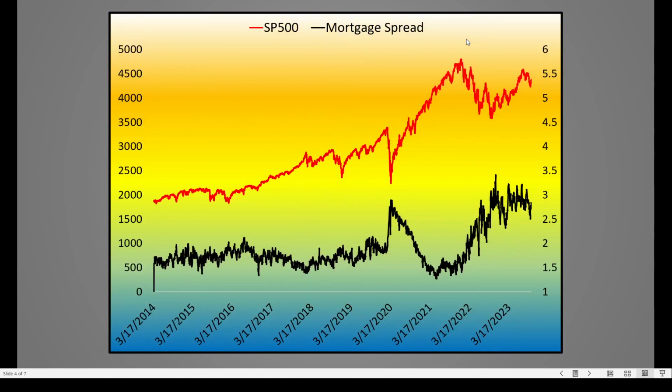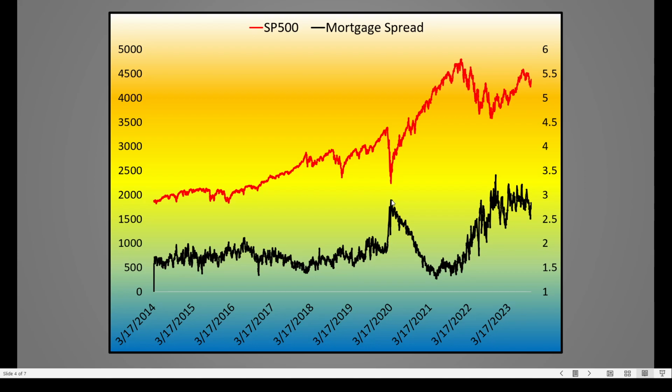Treasury. Here, the red line represents the S&P 500, and the black line represents the mortgage spread. And notice the inverse correlation. When the stock market goes up, mortgage spreads go down. When the stock market goes down, mortgage spreads rise.